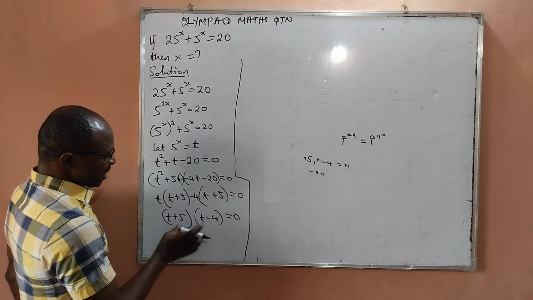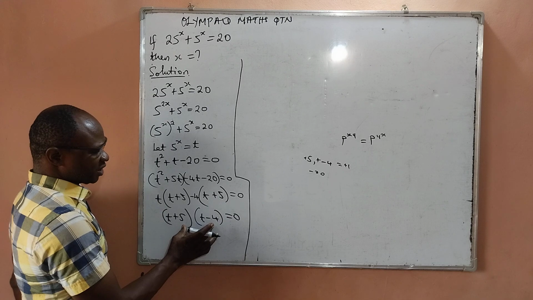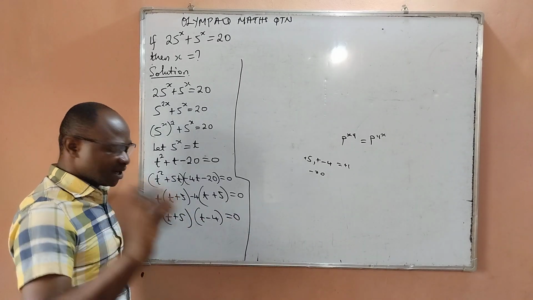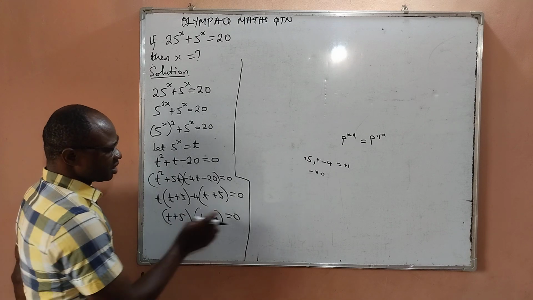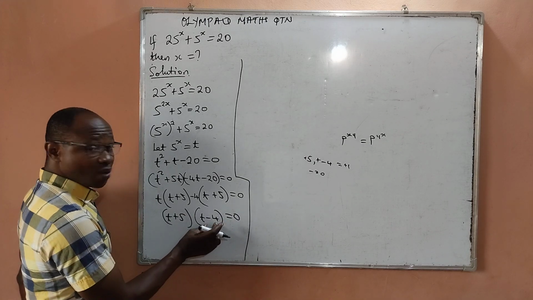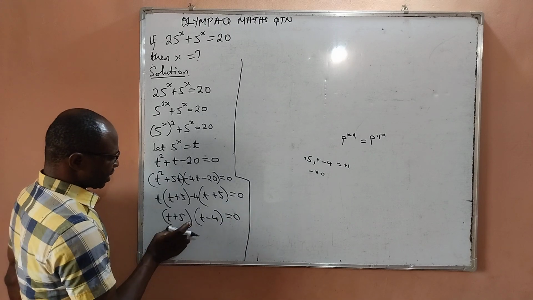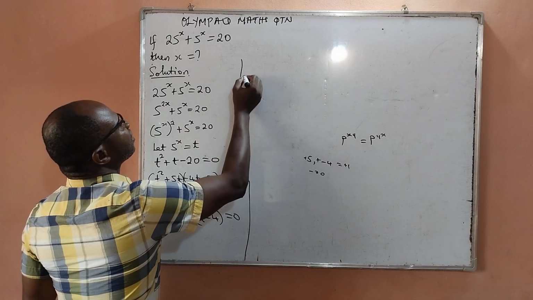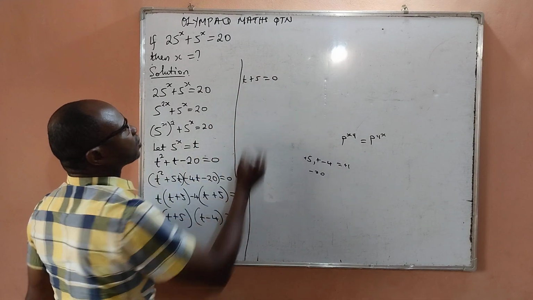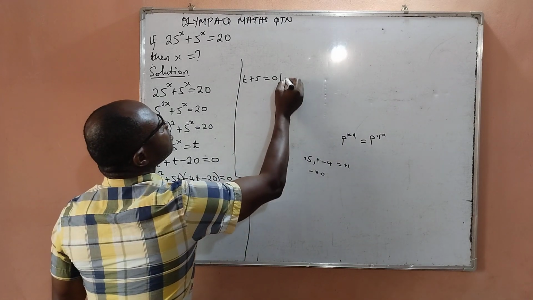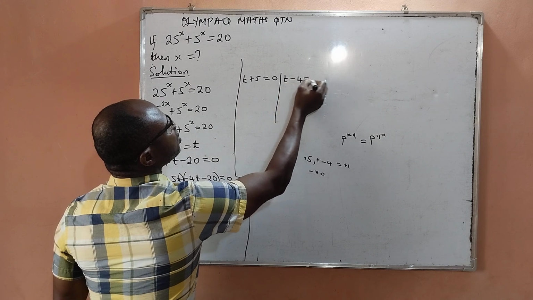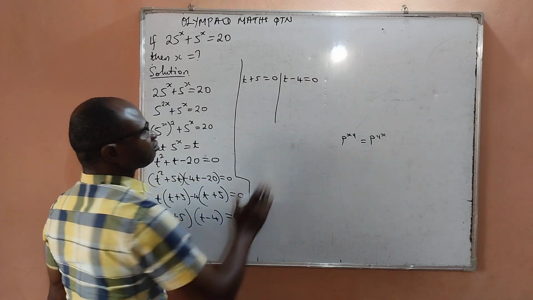Now, when I have two brackets like this, expressions like this equal to 0, the meaning is that the first bracket, which is the first term or the first expression, is equal to 0. And the second one also is equal to 0. So we can write it like that: t plus 5 is equal to 0, and also t minus 4 is equal to 0. So that is the meaning.